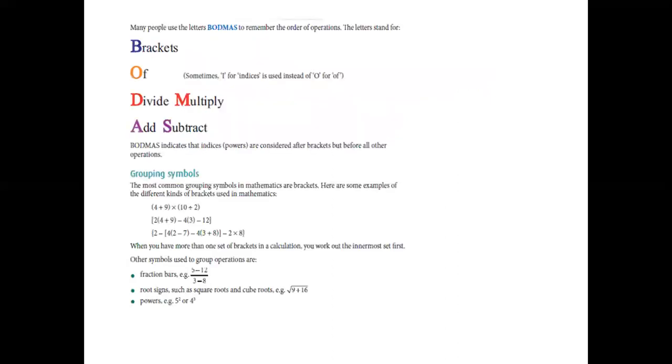Many people use the letters BODMAS or BIDMAS to remember the order of operations. The letters stand for brackets, maybe like this bracket or like this. And sometimes I, for indices, is used instead of O. For example, instead of O, we can use I: BIDMAS.